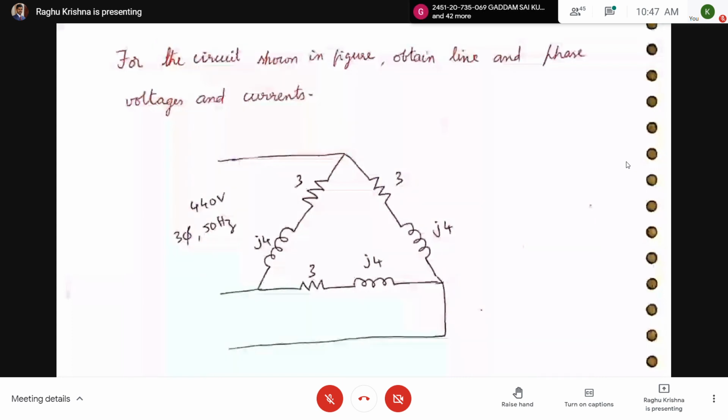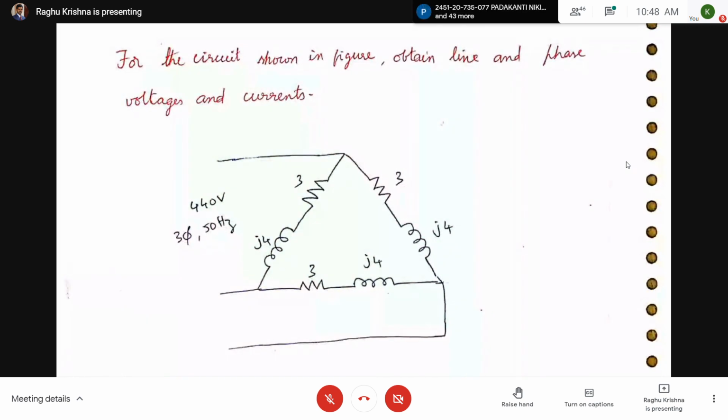5 ohms. Yeah, correct. Z phase is equal to 5 ohms. Next, I phase equals 88. 88 amps. Okay, correct. Next, IL. What is the formula for IL?